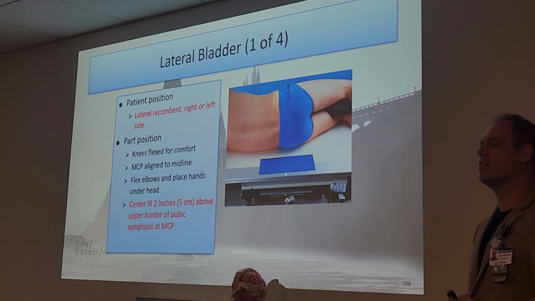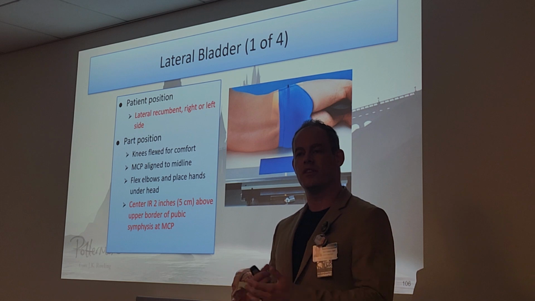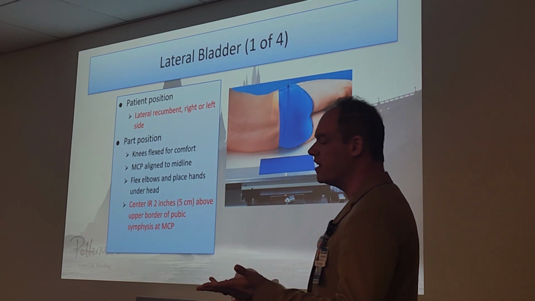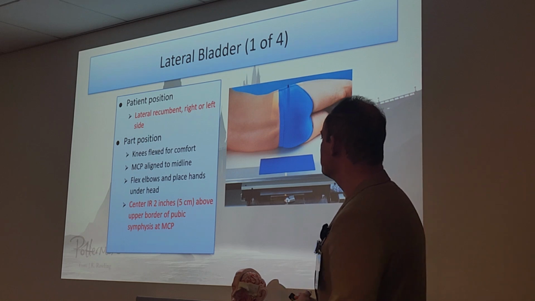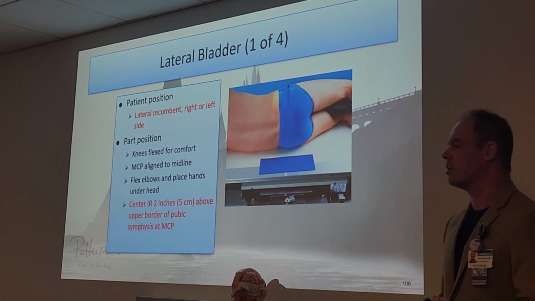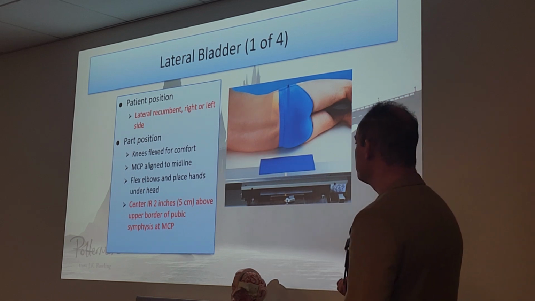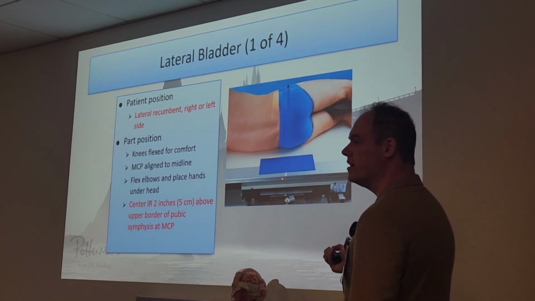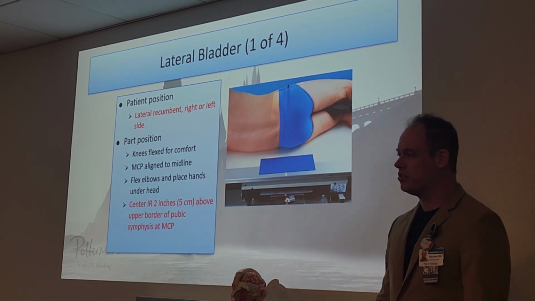All right, and then finally the lateral bladder. This is going to be a lateral recumbent, right or left, depending on which way the table's facing and how the doctor wants it done. Centering is 2 inches above the upper border of the pubic symphysis, same as the other ones we just talked about. And you'll notice we do have something behind the waist. Y'all remember this thing? What is that? Lead shielding for what?